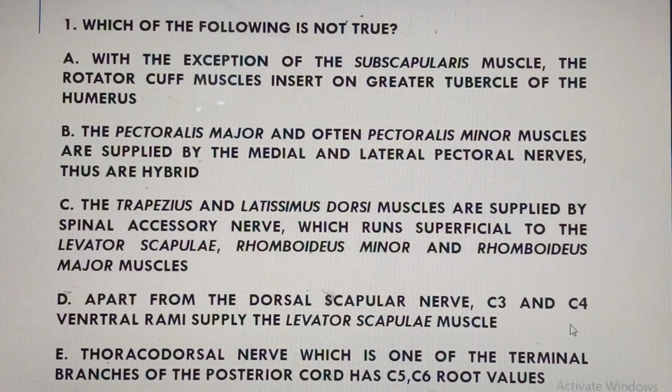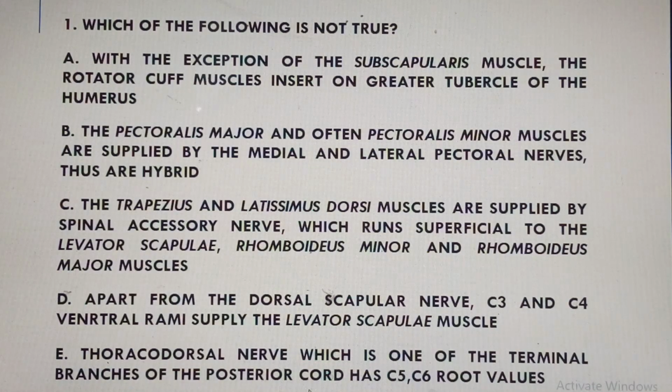That's also true. Now option E says thoracodorsal nerve, which is one of the terminal branches of the posterior cord, has C5, C6 root values. Yes, indeed, it is one of the terminal branches of the posterior cord.